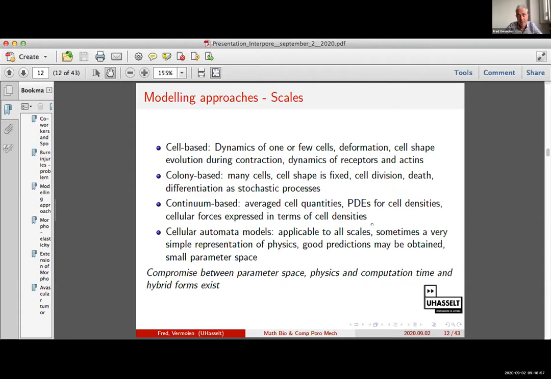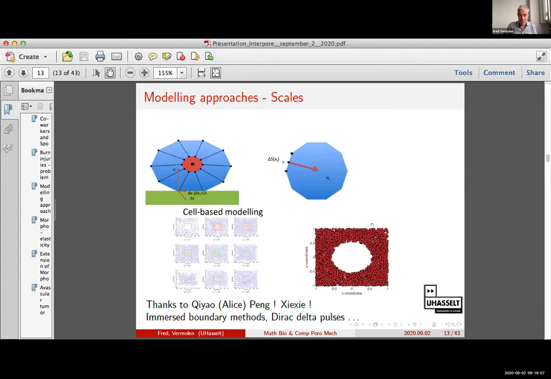And of course, there's also cellular automata models, which are applicable to all kinds of scales. But I'm not going to talk about this type of model. So the cell-based approach could be, as you can see here, a cell in which we also incorporate the deformation of the cell and also forces on the cell. And this is something that Chiao Peng is working on. Furthermore, in cell-based modeling, you see a large number of cells. And here you see an example of how we use cell-based modeling or cell colony modeling for the closure of a wound.